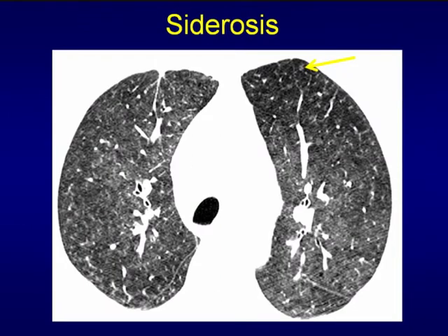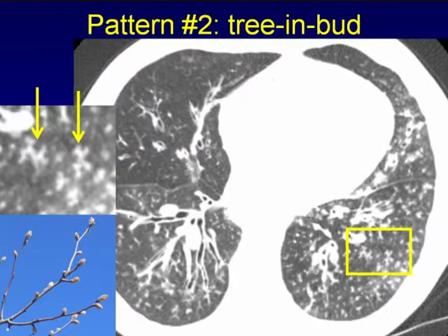Here's a case of siderosis. The arrow is pointing to a nice example of a central lobular ill-defined nodule. And again, what we're seeing here is mainly just deposition of iron around the airways without a lot of lymphatic drainage or reaction to it. Okay, so that's ill-defined central lobular nodules.